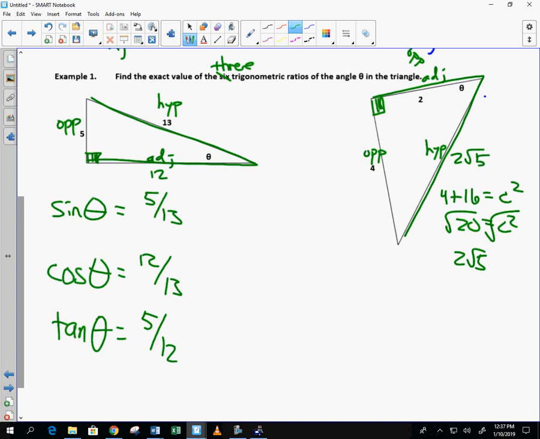So I have sine of theta, cosine of theta, and tangent of theta. Sine of theta is what?